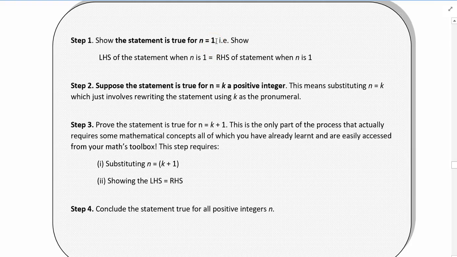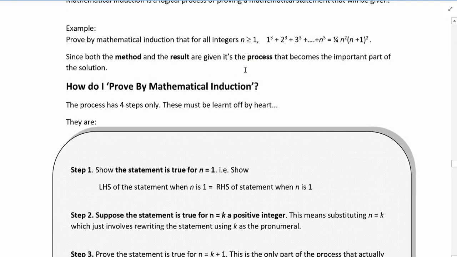Now, what comes after that depends on the nature of the question or the nature of the statement. Let me just scroll back up here. So an example would be to prove by mathematical deduction for all integers n that are greater than 1, whole numbers, that 1 cubed plus 2 cubed plus 3 cubed plus blah blah blah up to n could be replaced with 1/4 n squared (n plus 1) all squared.